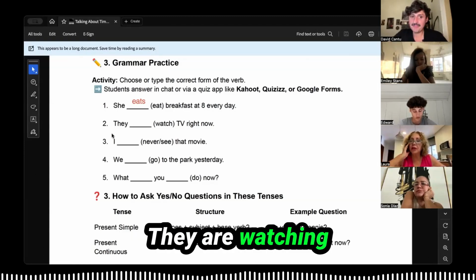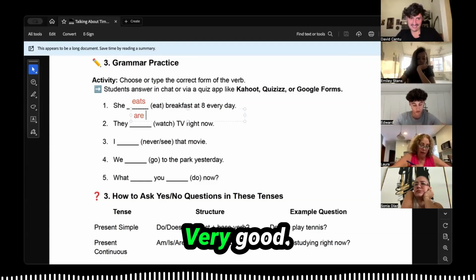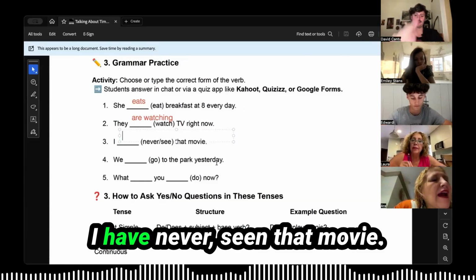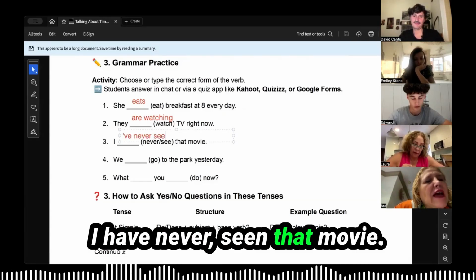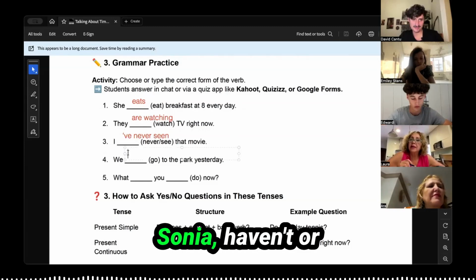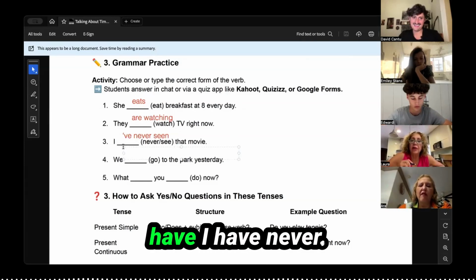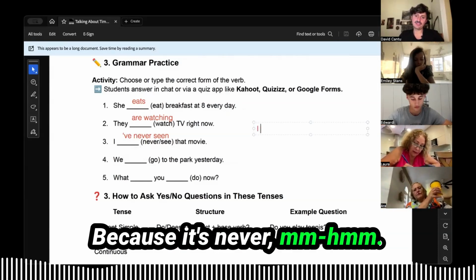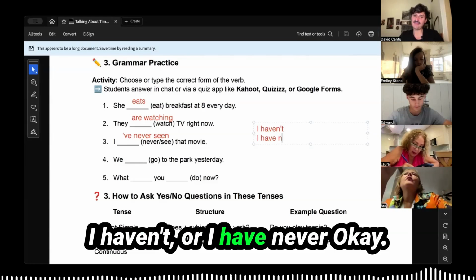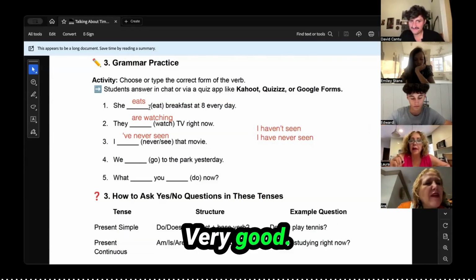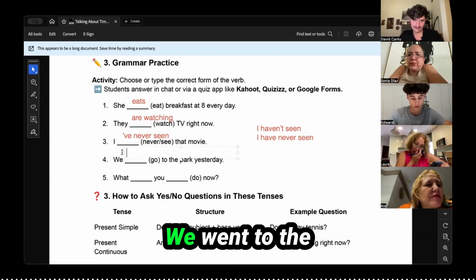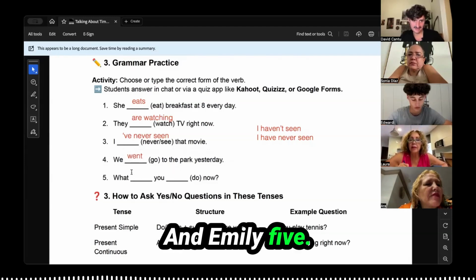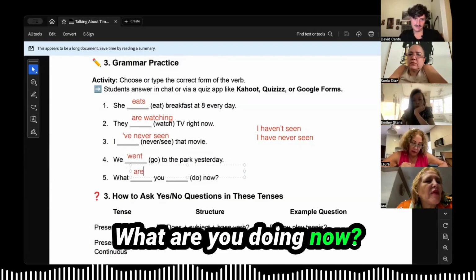Okay, they are watching TV right now. Good. They are watching. Very good. Okay, perfect. Ara, your microphone. I have never seen that movie. Perfect. Okay, Sonia. Having or have? I have never, because it's never. Okay. Very good. Number 4, we went to the park yesterday. Good. Went. And Emily, 5. What are you doing now?